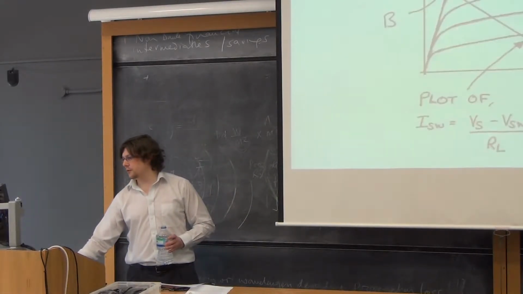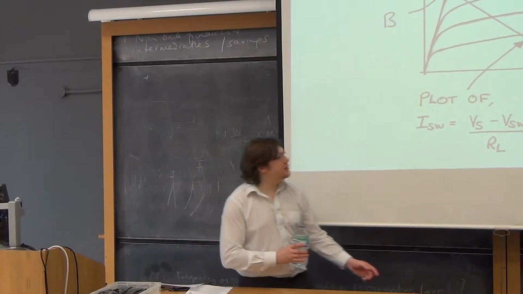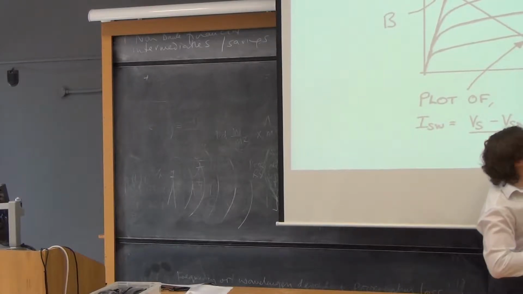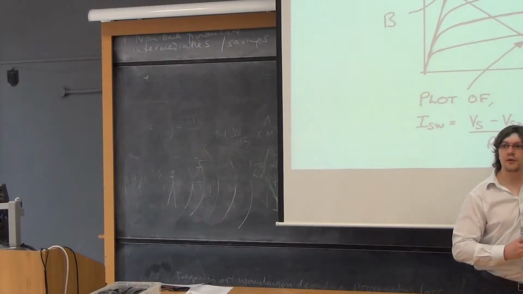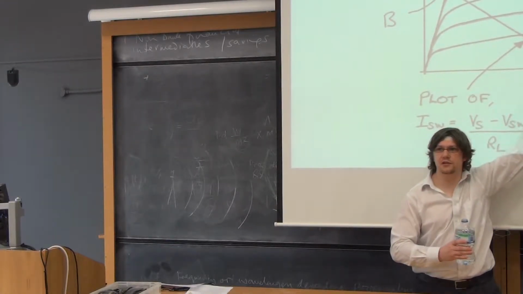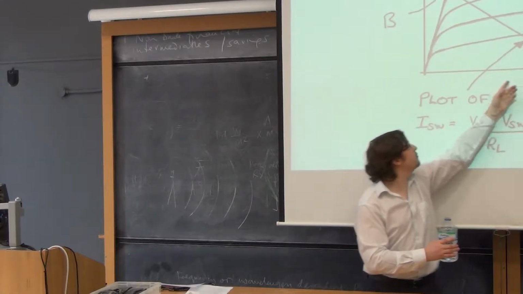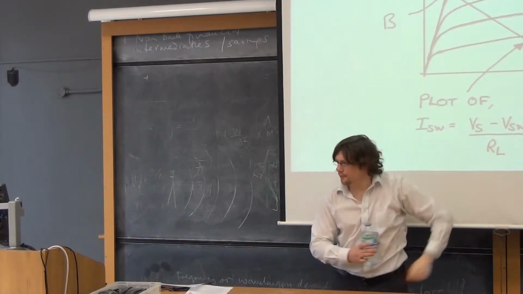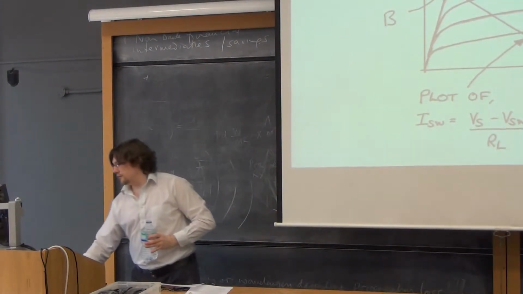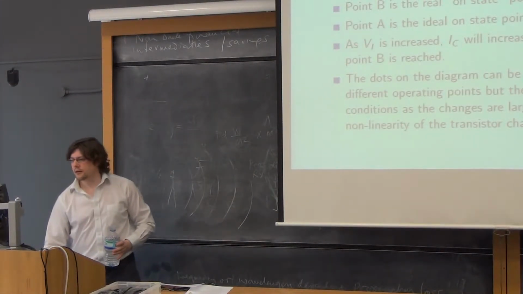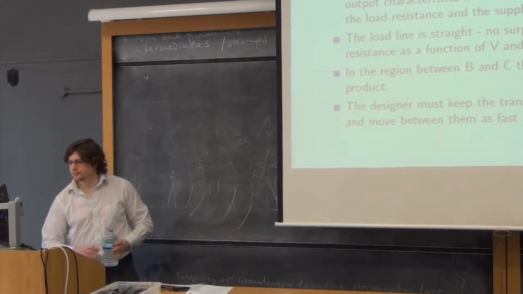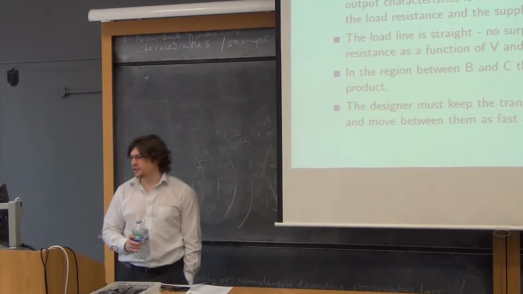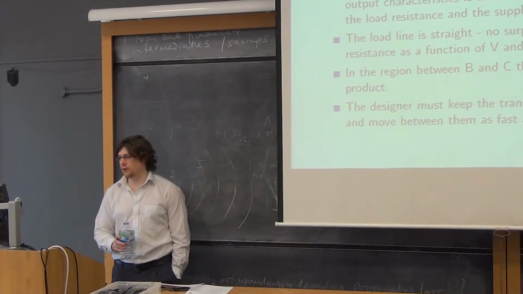Obviously, if I changed my supply voltage to somewhere up here, then this line would go further up the graph. It would have the same slope. You can't adjust the slope without adjusting the resistance. Similarly, if I had my supply voltage here, I'd have a line sort of like that. So the load line is straight, and that's because of Ohm's law.